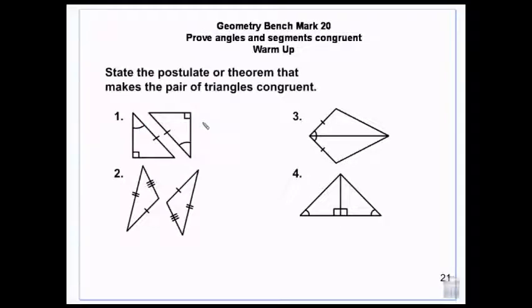Hypotenuse, angle. We have side, angle, side. Side, side, side. And again, these are congruent. So you can either have hypotenuse angle on this one or hypotenuse leg, because you have this leg that's the same as well.